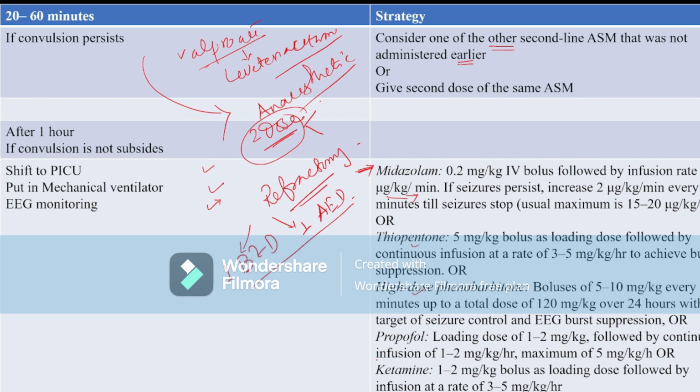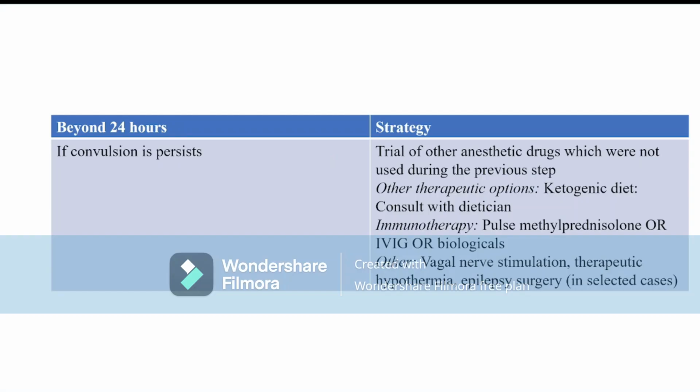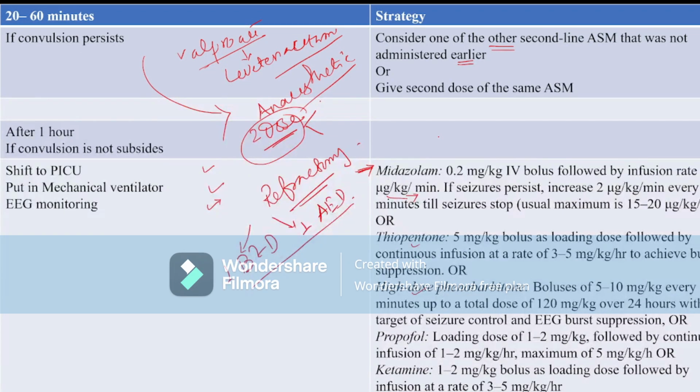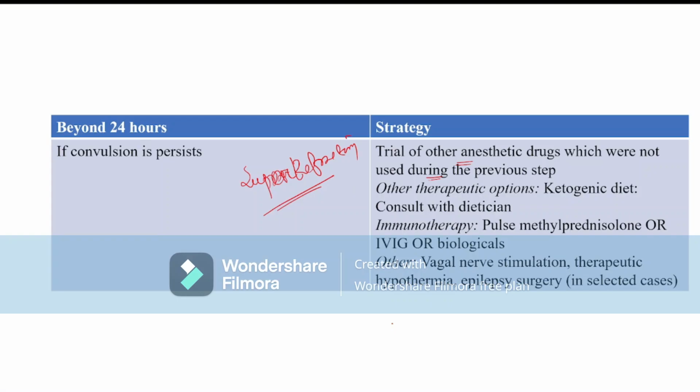If after giving these anesthetic medications or continuous infusion of benzodiazepine, after 24 hours the convulsion has not subsided, the convulsion is occurring for the last 24 hours, then we say the patient has super refractory seizure. We start a trial of other anesthetic drugs which were not given during the previous step. That means if we gave midazolam, then we can start thiopental, high dose phenobarbital, propofol or ketamine for this patient.